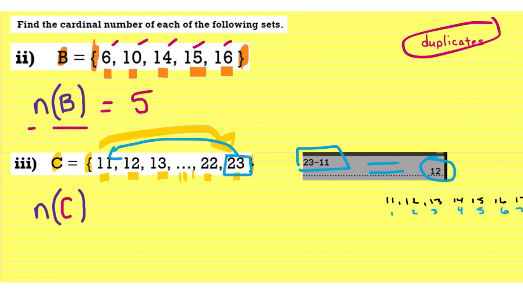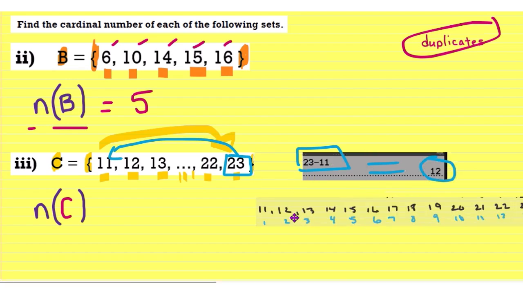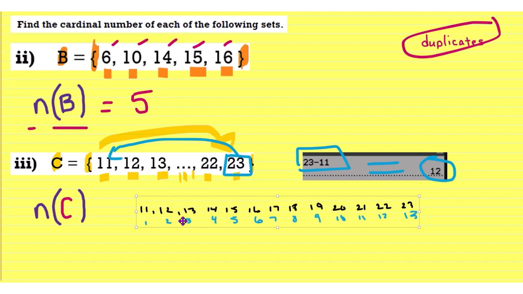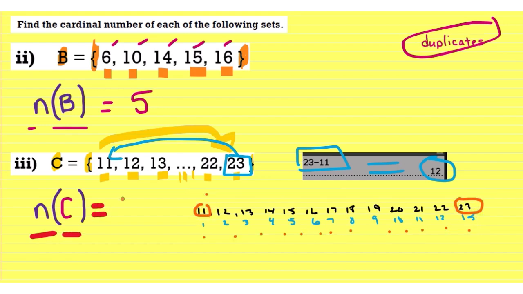It does not include the 23 because if we look at all these numbers, kind of spread them out and count them, we see I've got number 11. Let's see here, right here. Number 11 starts right here up to 23. When I count them, it is 1, 2, 3, 4, 5, 6, 7, 8, 9, 10, 11, 12, 13. I actually have 13 numbers. So that means that the cardinality of set C is equal to 13 because there are 13 numbers in that set.